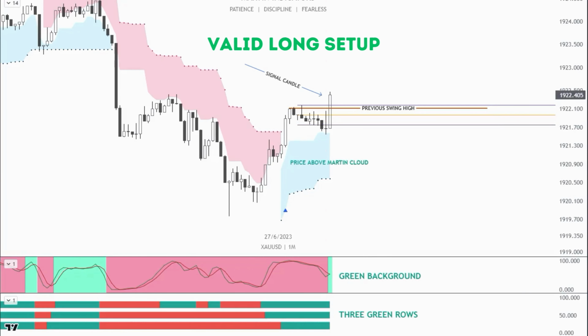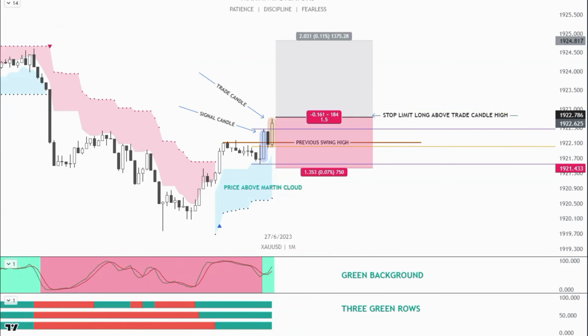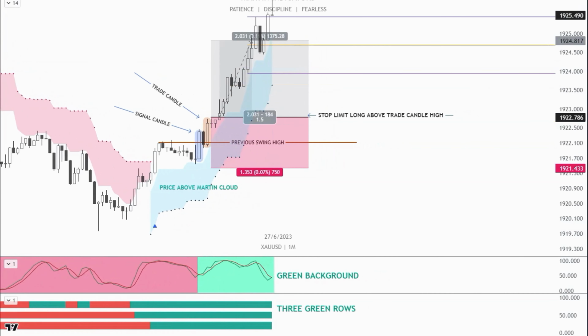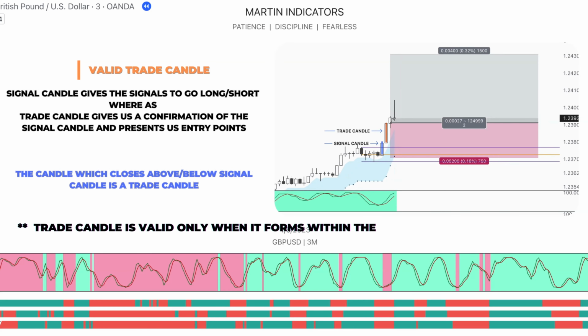This is a valid long setup example where we have all the conditions met for the signal candle and trade candle. Once all are met, we place a stop limit long above the high of the trade candle with a 1:1.5 risk-reward ratio. The signal candle gives the signal to go long or short, whereas the trade candle gives the confirmation of the signal and presents us entry points.